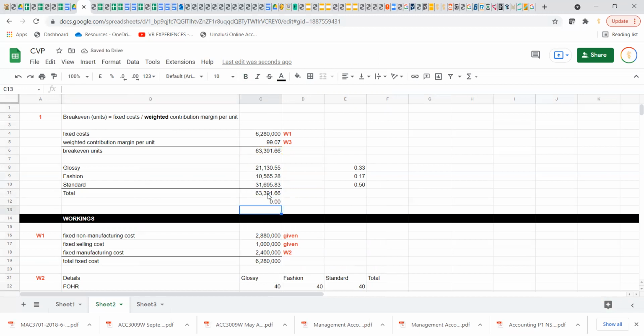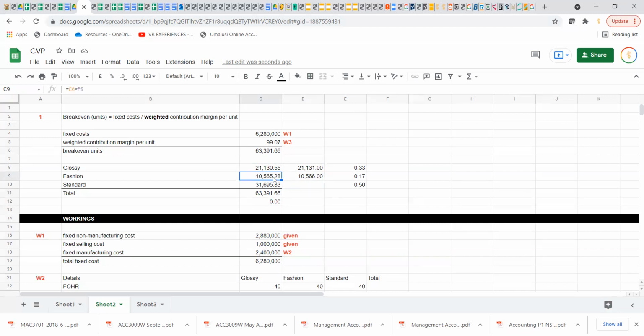Okay, but obviously now you can't have 21.310.55 of a boot. So therefore the final answer is 21.131. You can't have 10.565.28. You can't have 0.28 of a boot. So therefore that would be 10.566, not 565. Because if it's 565, it is less than that. You're not going to break even. So you must always think about that.